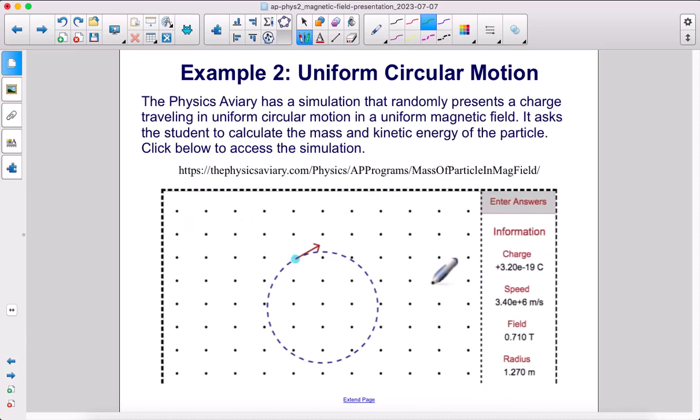The Physics Aviary has a simulation that randomly presents a charge with a certain amount of coulombs traveling in uniform circular motion in a uniform magnetic field. And they give you the strength of the field. They even tell you the radius of the orbit and the speed that it's moving at. And it asks the student to calculate the mass and kinetic energy of the particle. Click here to access the simulation.